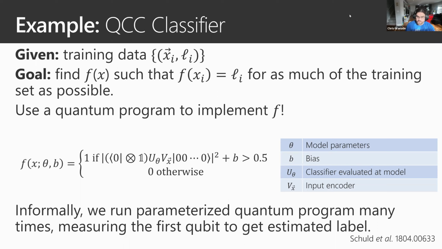And that's the thing where we'll train our classifier to separate out the two classes. And then we'll call that sample a 1 if measuring the last qubit after both of those returns at least 50-50 probability. And we'll also allow ourselves a bias away from 50-50 in order to separate those two classes. So informally, what we're doing here is we're picking a quantum program and running it many, many times, measuring the first qubit after each run to build up an estimate of the frequency with which we observe a 1 and use that to estimate our label.